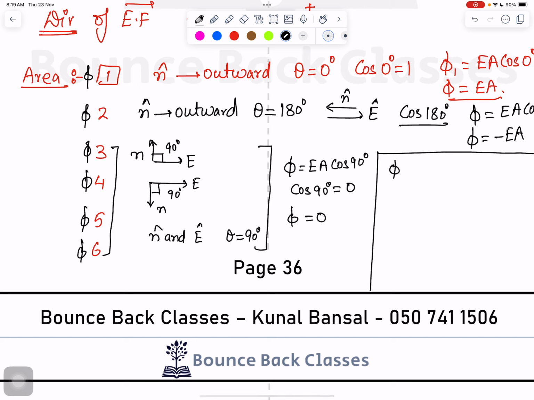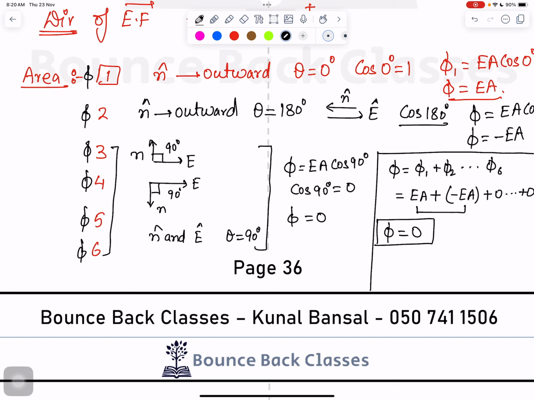So flux is equal to flux 1 plus flux 2 up to flux 6. Put the values. What is flux 1? EA. What is flux 2? Negative of EA. Flux 3, 0. Flux 4, 0. Flux 5, 0. Flux 6, 0. So what is the net value of these two? Plus EA and minus EA. So flux is 0.